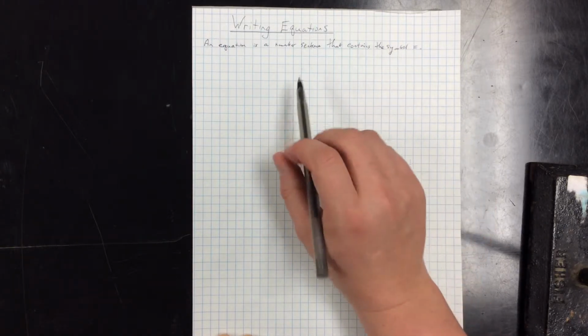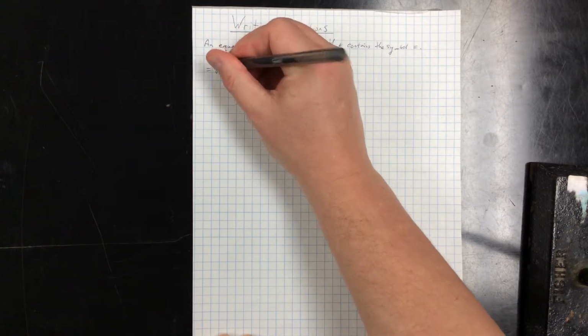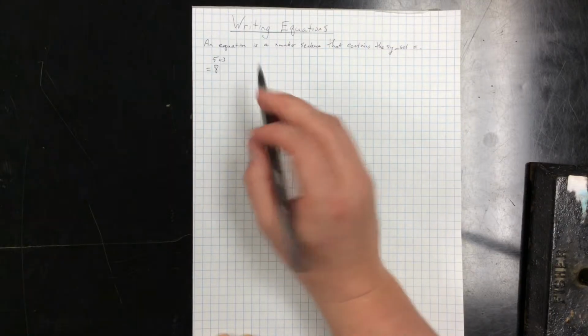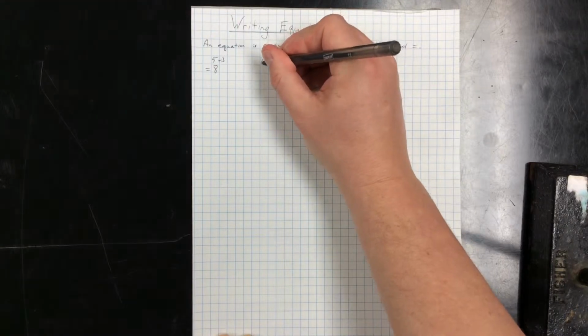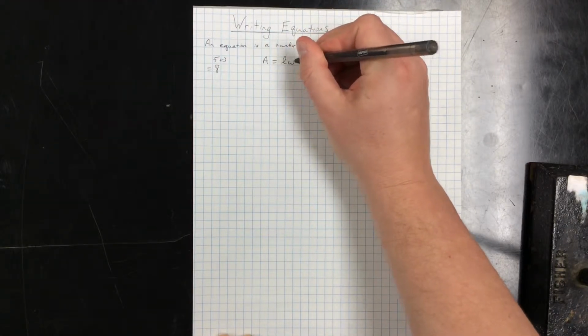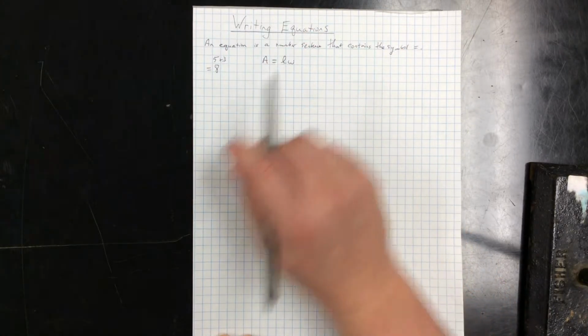An equation is a number sentence that contains an equal sign in the middle. So we're not talking about 5 plus 3 is equal to 8. That is an expression when it's written like this. An equation is going to have the equal sign in the center, like one you're used to, area. Area is equal to length times width. So there's an equation with the equal sign in the center.